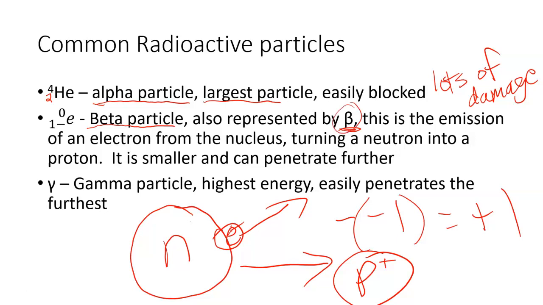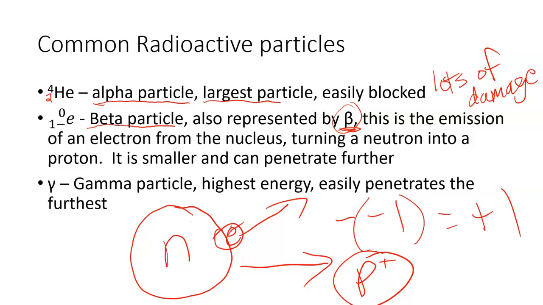Because this particle is the size of an electron, essentially is an electron, it is going to be smaller than your alpha particle, a lot smaller. So it's going to be able to move much further. It takes more to block it, so it might require a thick piece of plastic or other device. You do want to be careful with beta emitters. Different types of beta emitters can be blocked better by different types of barriers.